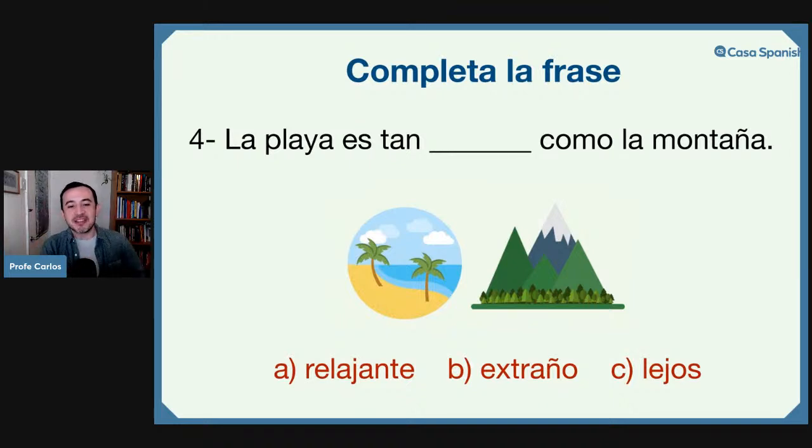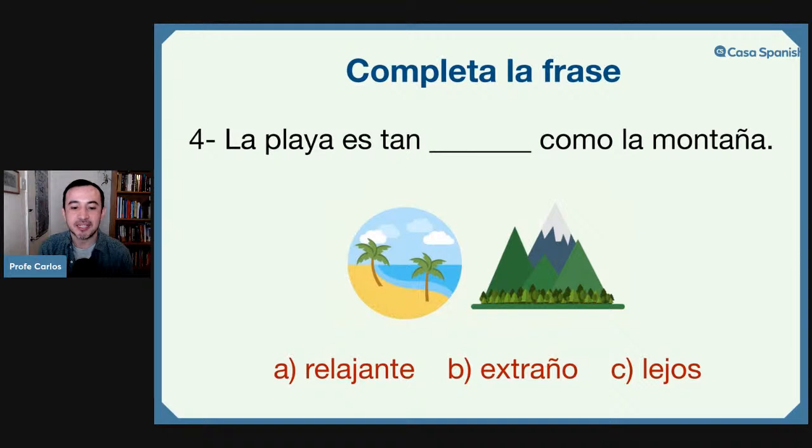4. Completa la frase. La playa es tan como la montaña. 3 options. La playa es tan relajante como la montaña. La playa es tan extraño como la montaña. O la playa es tan lejos como la montaña.